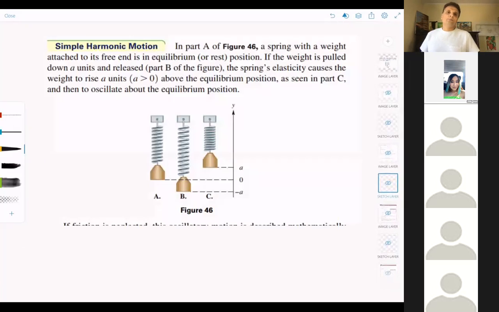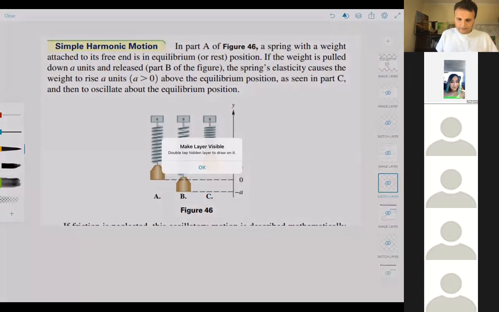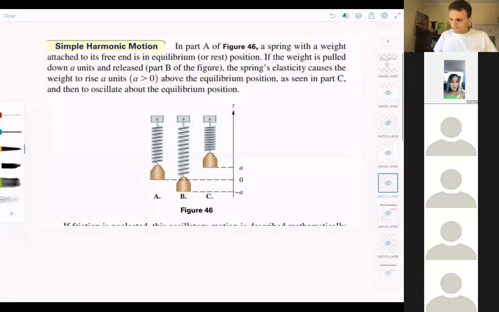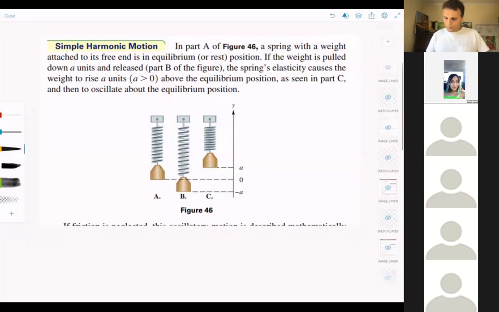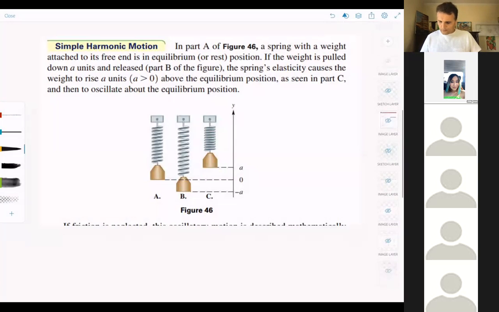It's about simple harmonic motion. One of the lights is on, it makes a noise now.